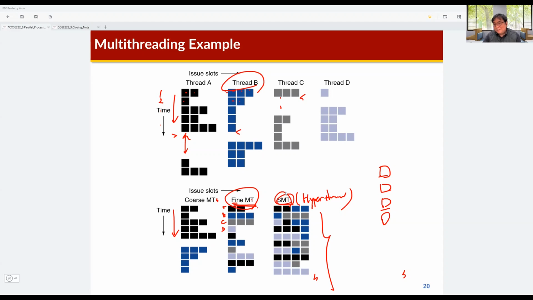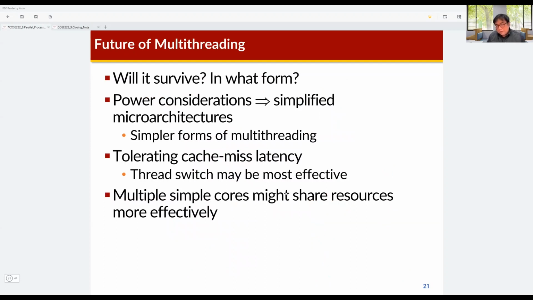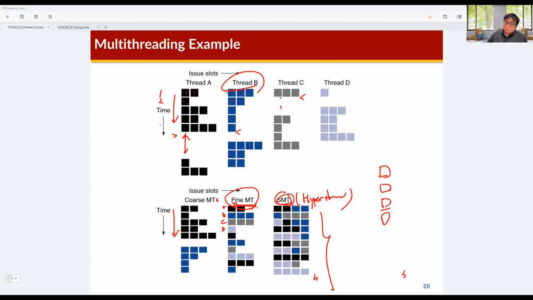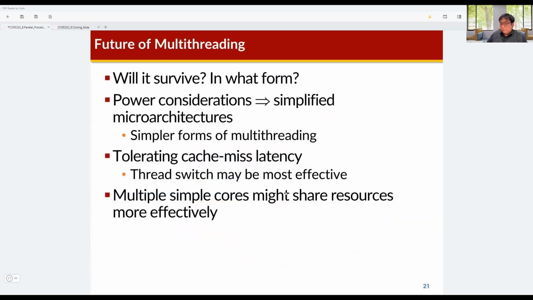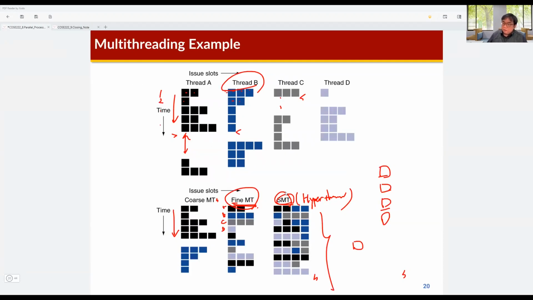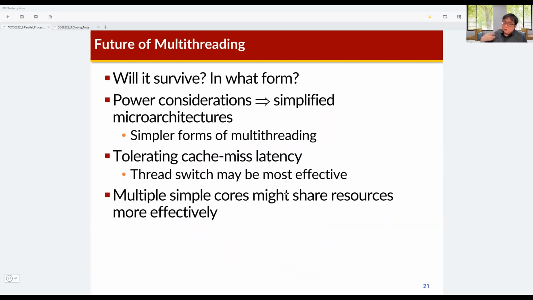What's the problem? The problem is that the hardware can be very complex. In order to organize multiple instructions from multiple threads, the hardware structure can be very complex. If we use very complex hardware, what is the issue? The issue is that the hardware may consume much power. So we can say that the efficiency of simultaneous multi-threading is very high, but because of the complex hardware architecture, more power will be consumed.